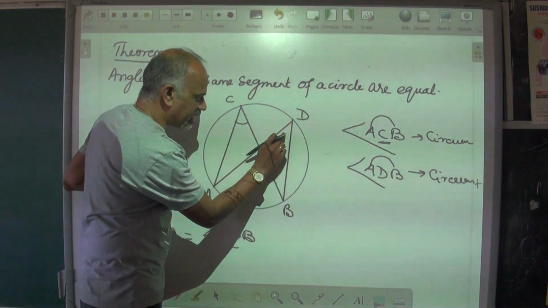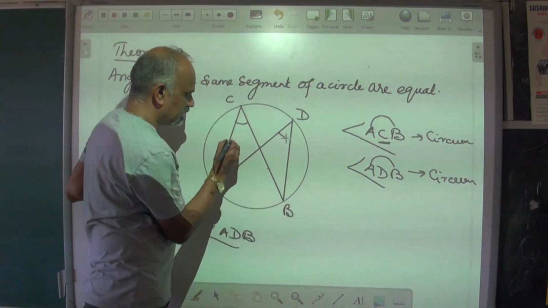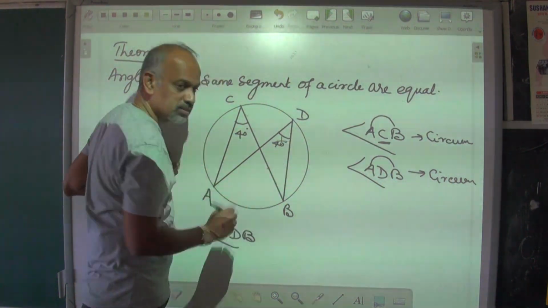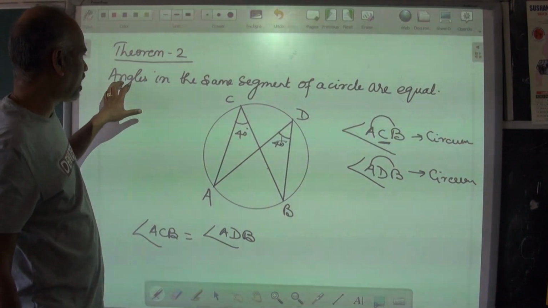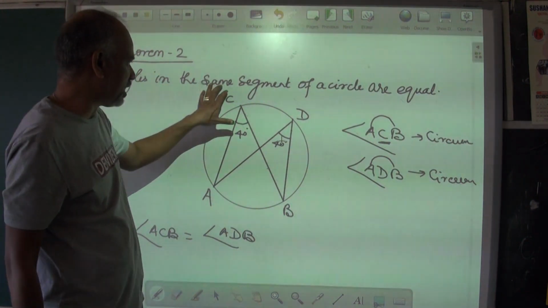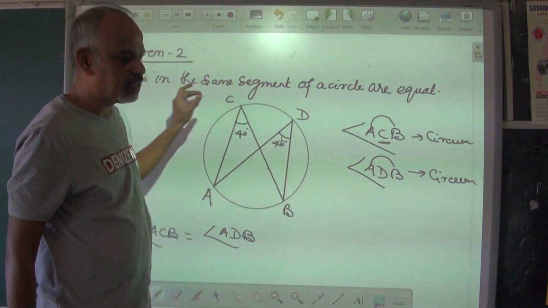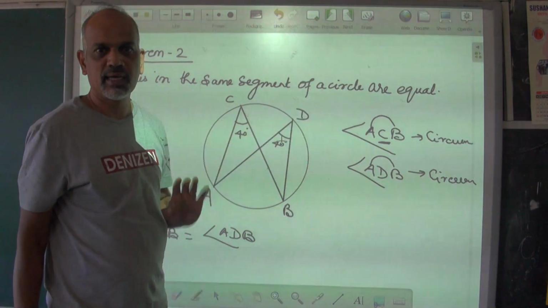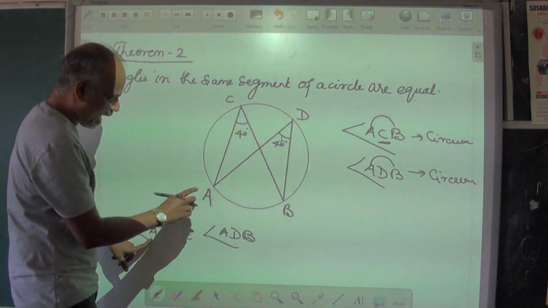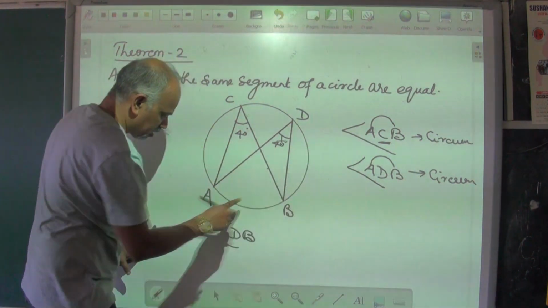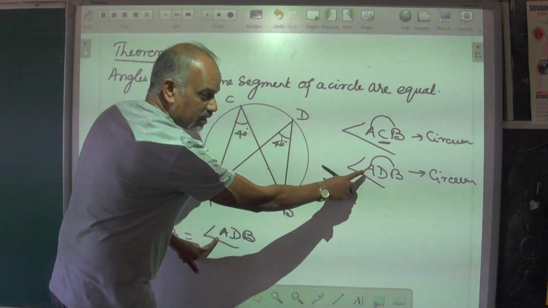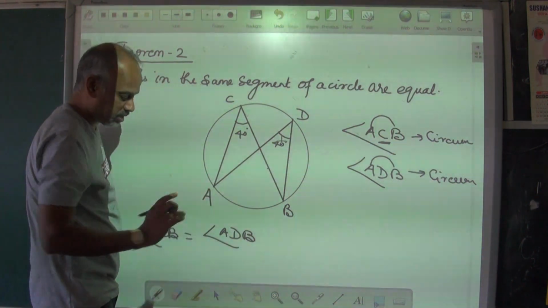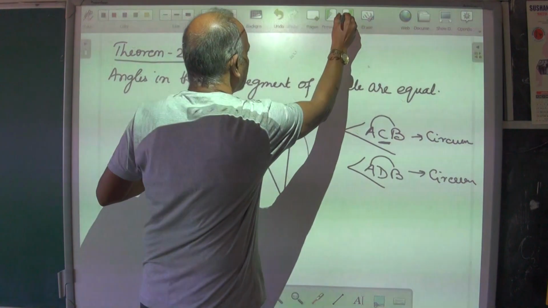Then both these angles should be the same. If this was 40 degrees, this also must be 40 degrees. So that's the second property, that is, angles in the same segment of a circle are equal. You can also write angles made by the same arc are equal. Okay. So angle ACB, the first one, will be equal to angle ADB, the second one. Both these angles will be equal. Third property.